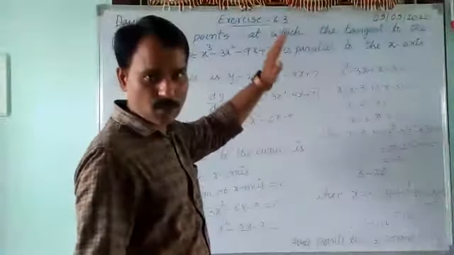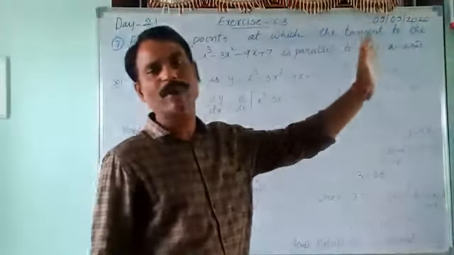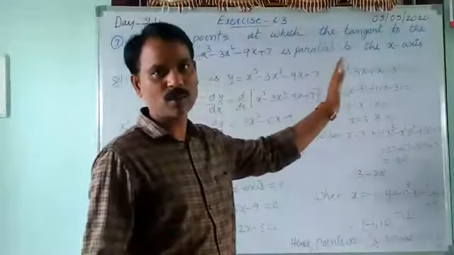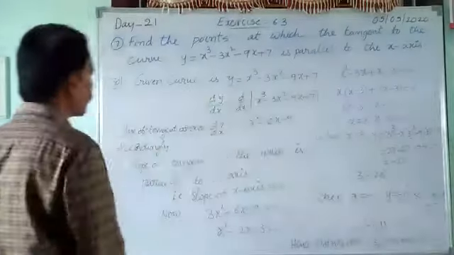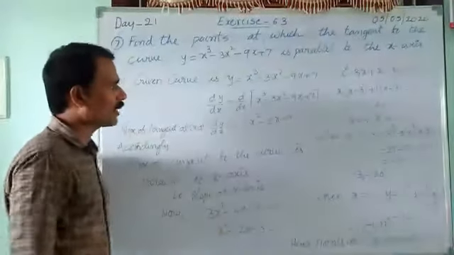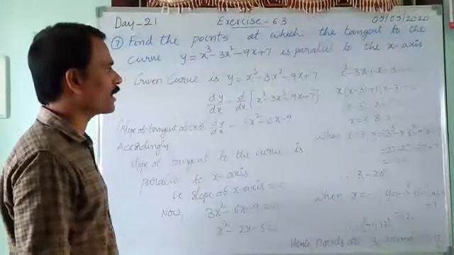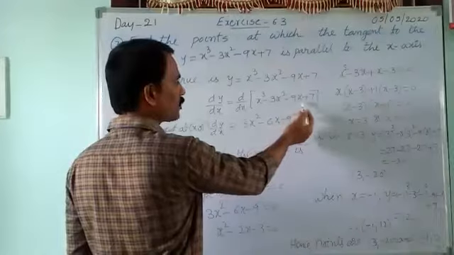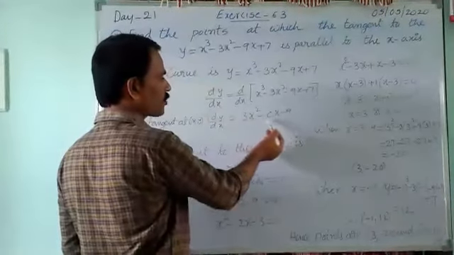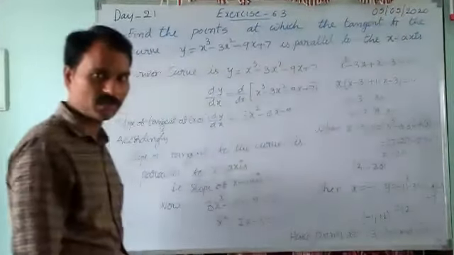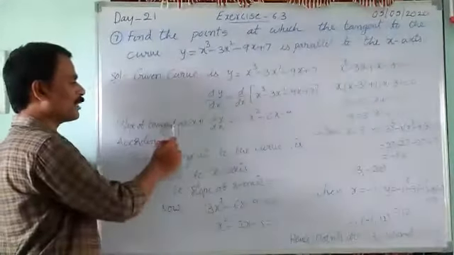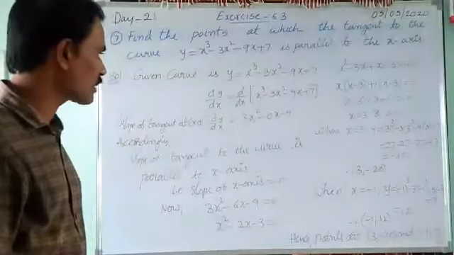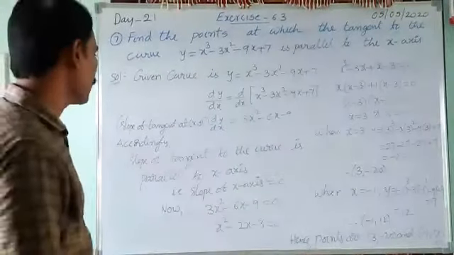Now he is telling that the slope of tangent is equal to the slope of x-axis. Clear? Come. Given curve is y is equal to x cube minus 3x square minus 9x plus 7. dy by dx is equal to d by dx of x cube minus 3x square minus 9x plus 7. Just take the derivative: 3x square minus 6x minus 9. What is that? Slope of tangent at x comma y, guys.